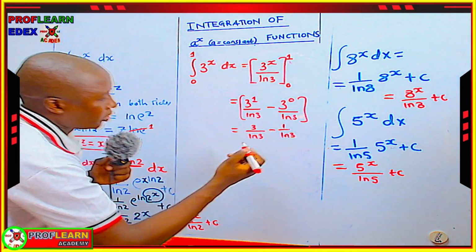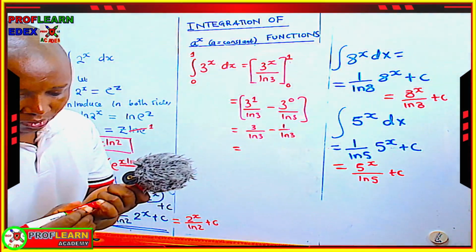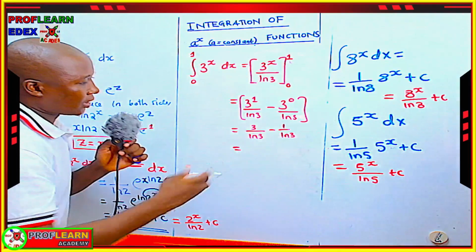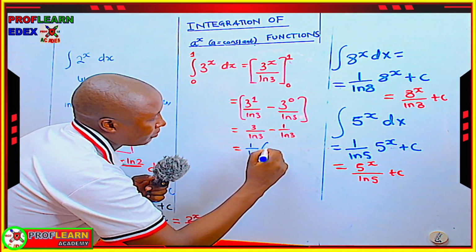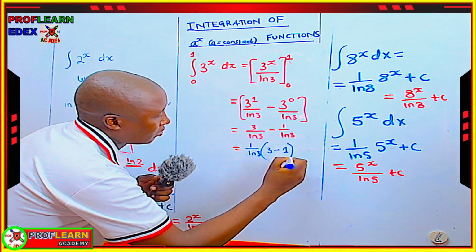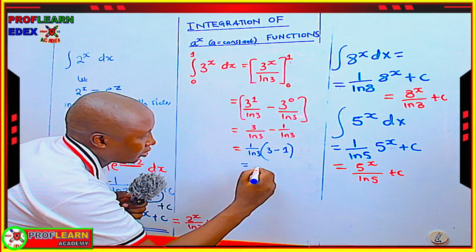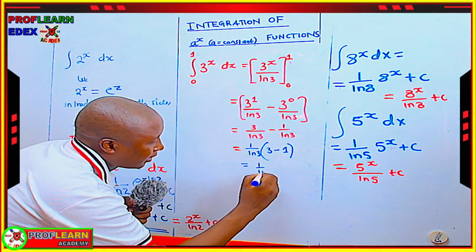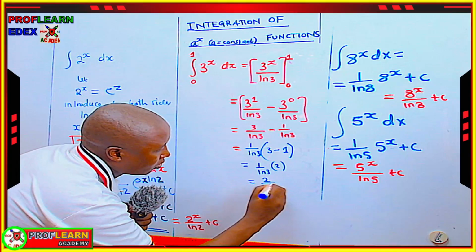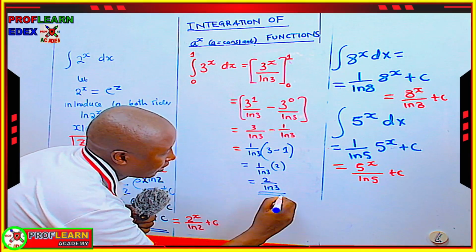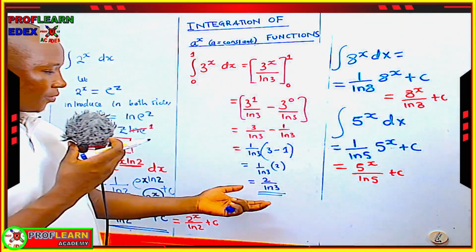Okay, so which means that if I decide to simplify this further, what I'm going to do is that I will factor out 1 over ln of 3. I will remain with 3 minus what? Minus 1, like that. And then I'll have my answer translating to 1 over ln of 3 into brackets 2. And finally, our answer becomes 2 over ln of 3 as the final answer. And if you are leaving your answer in exact form, you can leave it this way.